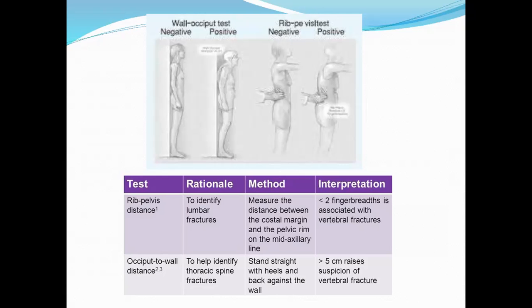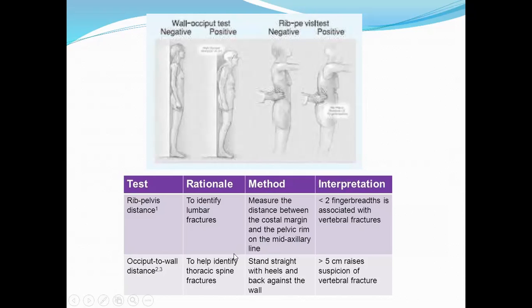Then the occiput-to-wall distance is also measured. This helps identify thoracic spine fractures, that is, fractures of the thoracic cage as well as the spine. Likewise, measure the distance between the costal margin and the pelvic rim on the mid-axillary line.